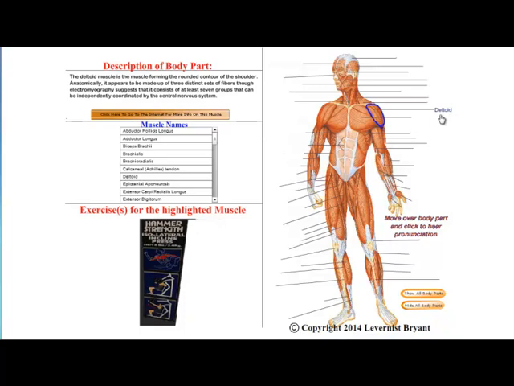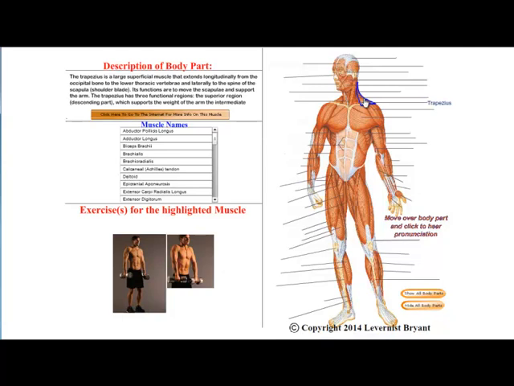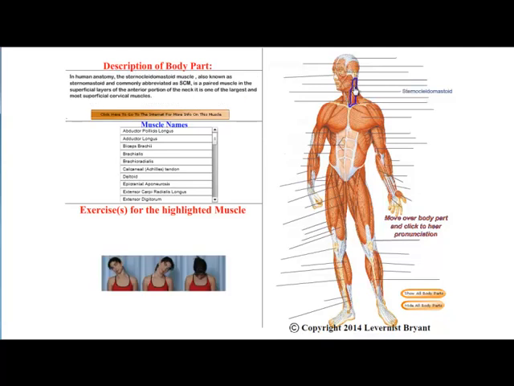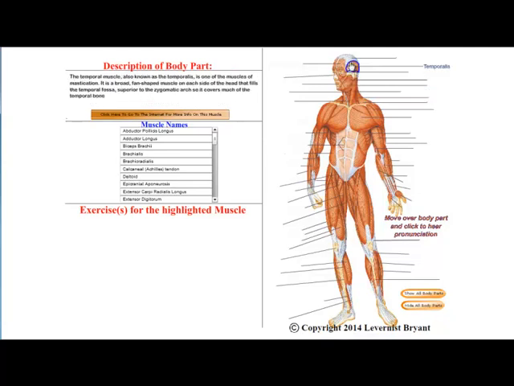The next feature of the program, when you click on the muscle, it pronounces the muscle. Deltoid, trapezius, sternocleidomastoid, epicranial aponeurosis.